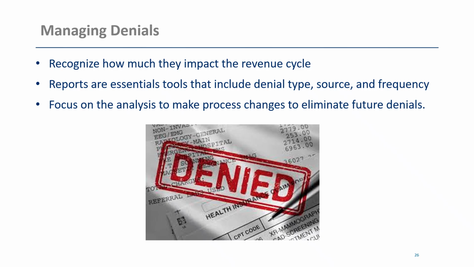So reports should include information like your denial type, organization of denials or the source, and denial frequency. They should be used to make process changes to eliminate future denials. They should also be used to track and document appeals and your overturn rates.